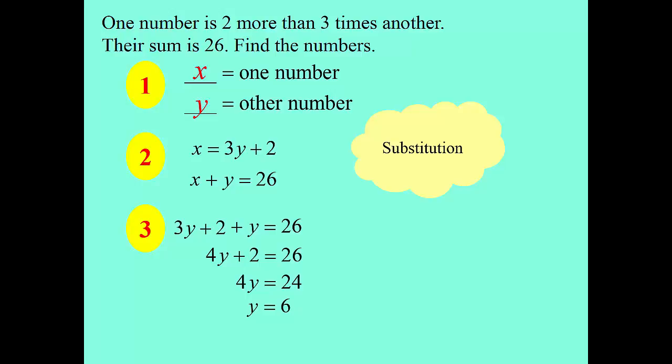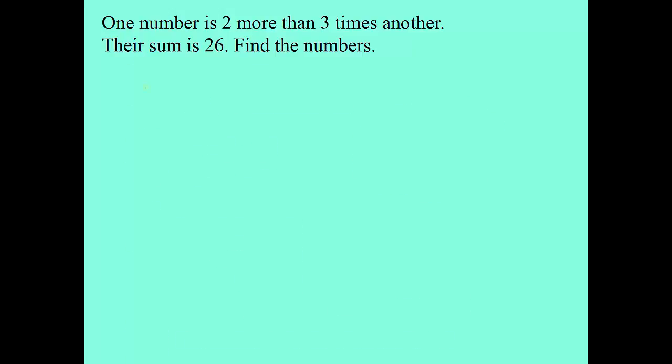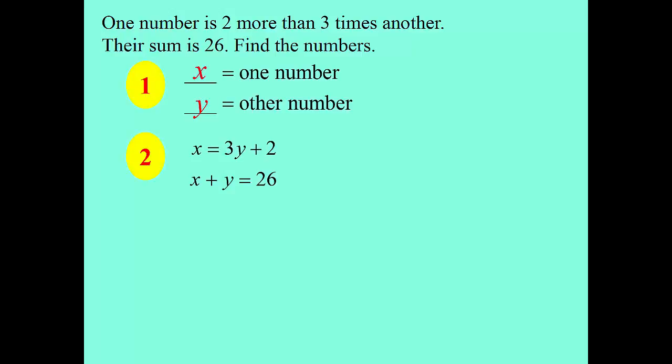Now again, we need to find the other one, so we want to take that number and plug it back into some equation. And so our 2 answers are x equals 20 and y equals 6. One number is 20, the other number is 6. Now here's the same problem, same equations, only this time we're going to solve those using our calculator. Now, to solve this on our calculator, that top equation has to be changed to standard form.